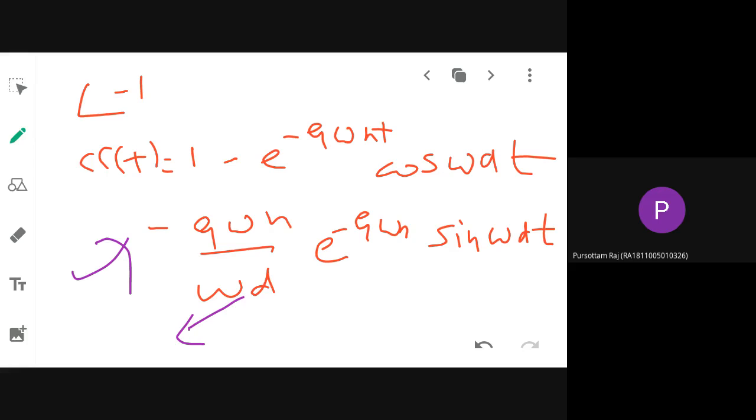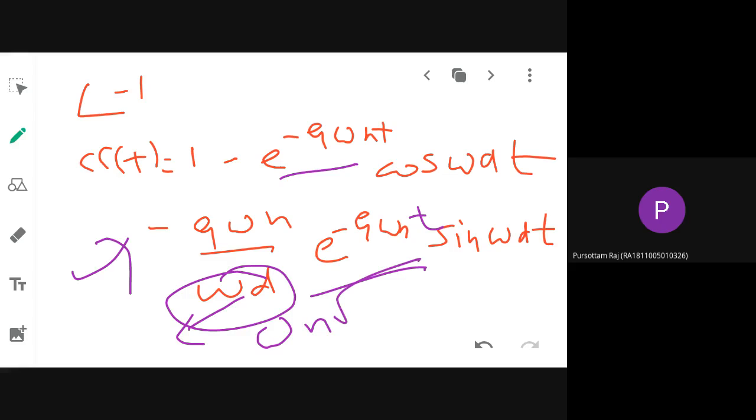E to the power minus zeta omega n t is common, so I can take it out. Okay, and what value can I substitute for omega d? You know the answer, no? Omega n into square root of 1 minus zeta squared I can substitute, so that this omega n will get cancelled.